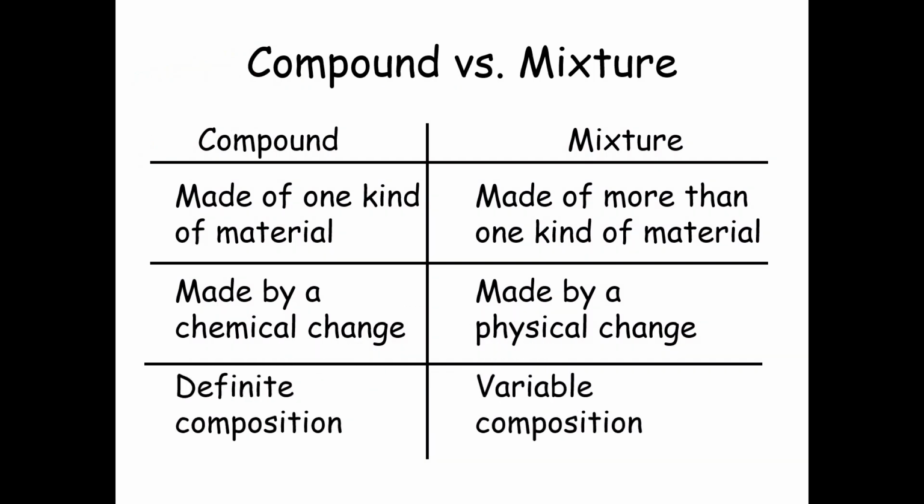Third thing, compounds always have definite composition. Mixtures have variable composition. What does it mean? Compounds always have a chemical formula. Like water, the formula is H2O. Glucose, C6H12O6. Coffee is a mixture. Is there any chemical formula of coffee?